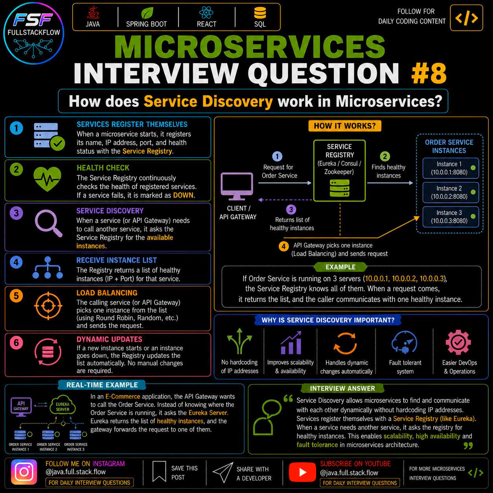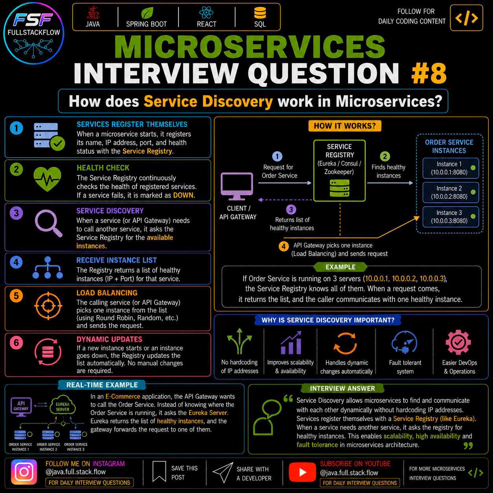In a microservices architecture, we usually run multiple instances of the same service to handle more traffic and provide high availability. For example, the order service may be running on three different servers with different IP addresses. Now imagine another service like the API gateway or payment service wants to call the order service. So in this case, how does it know which IP address to use, and what if one server goes down, or what if a new server is added? If we hard-coded IP addresses in our application, managing all these changes becomes difficult.